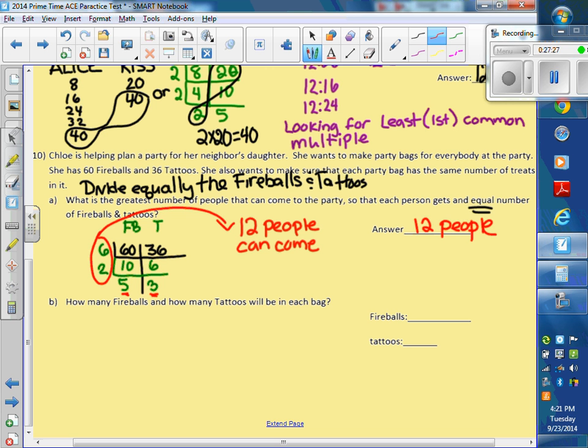For part B, I don't even have to do any more work. Right there, they would each get 5 fireballs and 3 tattoos.